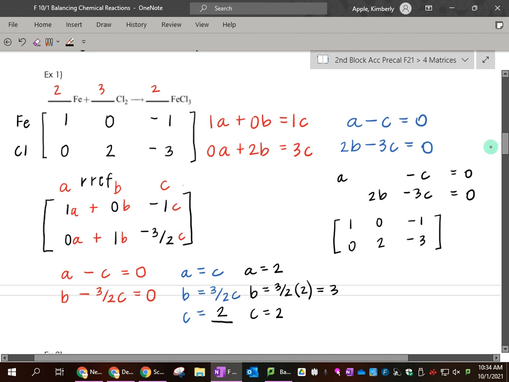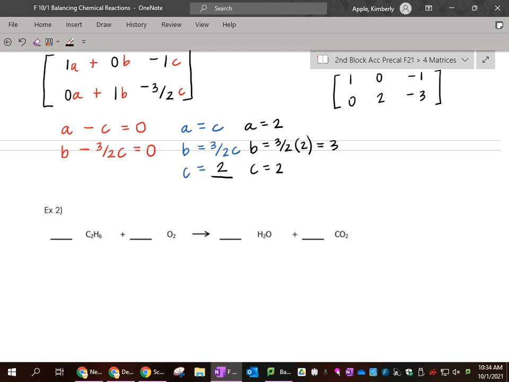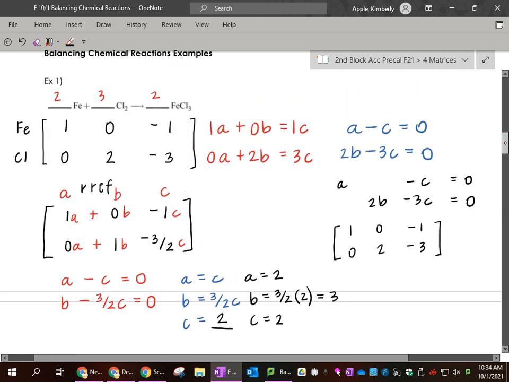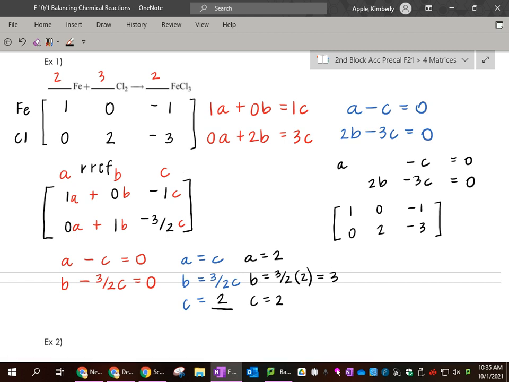Could you have chosen a different number for C? Yeah, you just scale it up. It just means you got more of it. As long as it's a whole number, it doesn't matter. We can double it by choosing 4, we can triple it by choosing 6. Whatever eliminates the denominators, because you can't have fractional compounds and molecules. So, all right, this is the long version. Now I will show you the short version, okay?